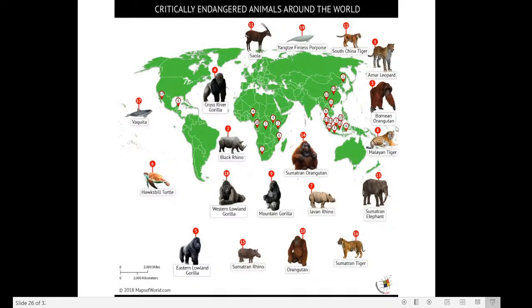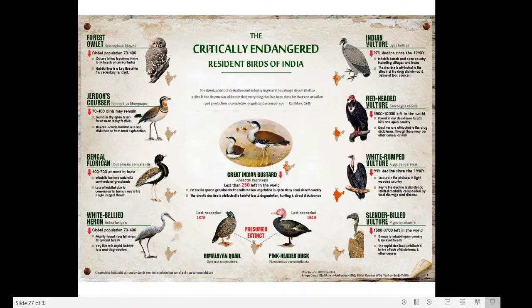Some species, mostly in this region, the Asian regions, are having more endangered species. So these are all about the animals. Some birds also come under the endangered species. That is all about the Indian endangered species. These are all India's endangered species.